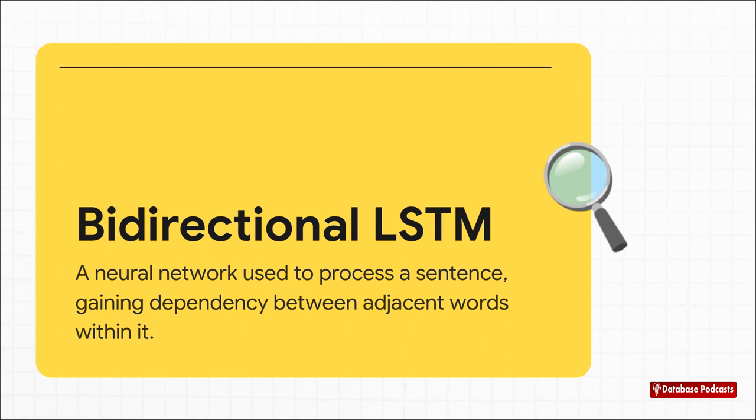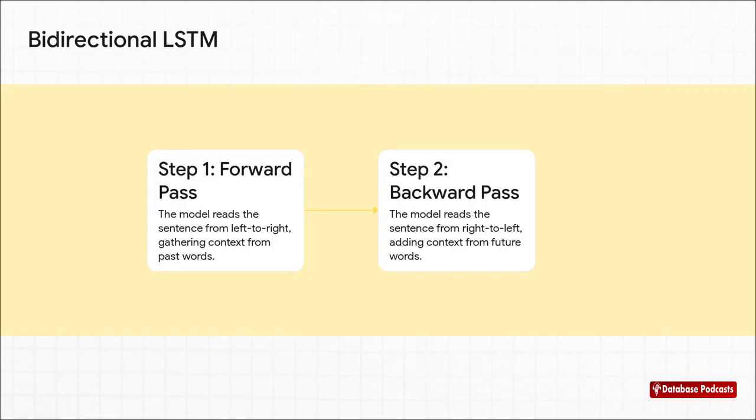Think about how you read a really complex sentence. You might read it forward, then maybe scan back to see how the beginning connects to the end. That's pretty much exactly what this model does. It analyzes the sentence from left to right, and then it does it again from right to left. Okay, so it's a two-step process.